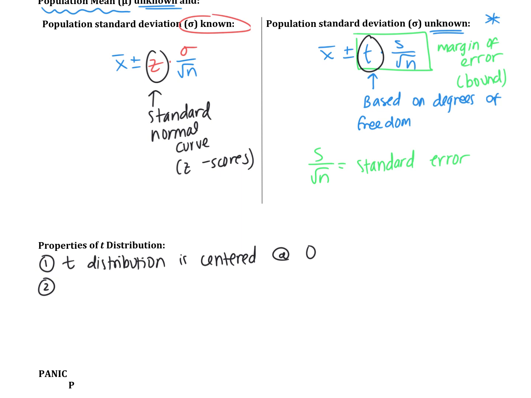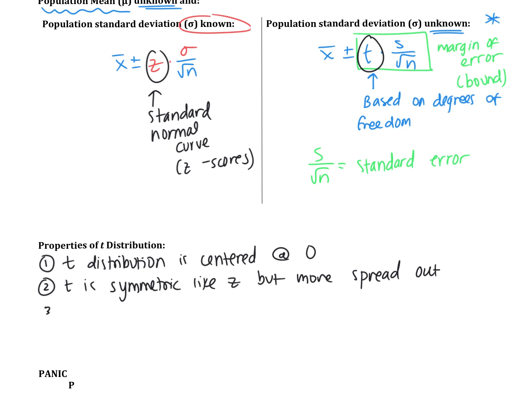Okay. The T is symmetric, like Z, but more spread out. So the Z distribution, our standard normal distribution, you know that curve. The T distribution is going to be symmetric like that, but it's more spread out.